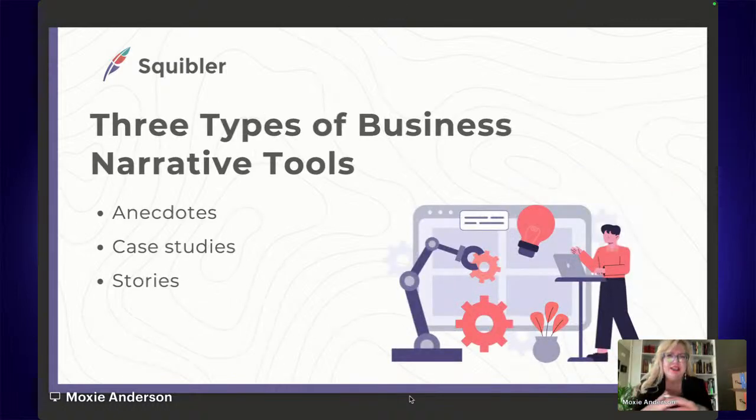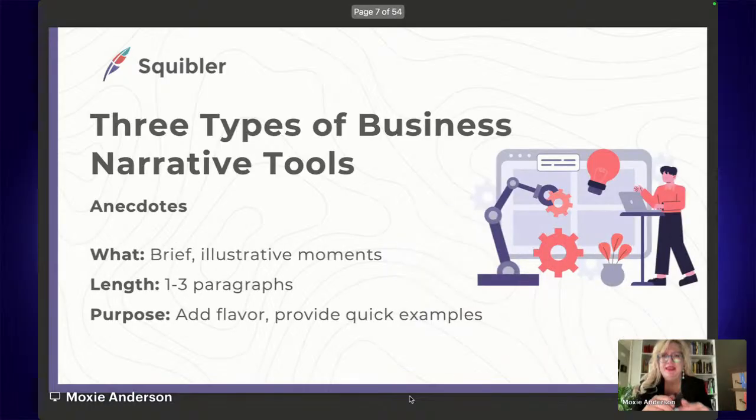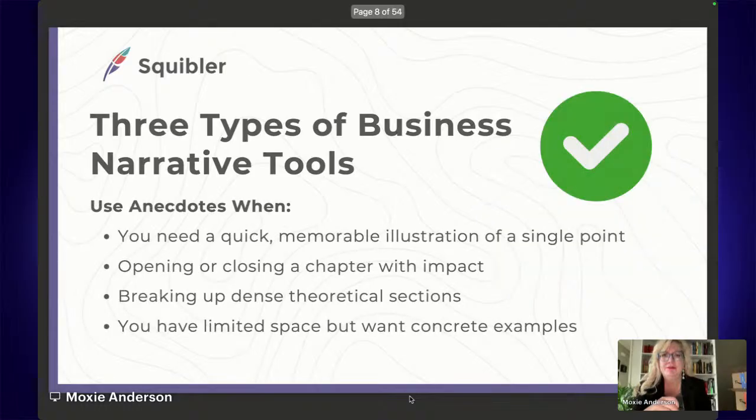There are at least three types of business narrative tools that we're going to take a look at today. And those are anecdotes, case studies, and stories. And these will help elevate your writing. With anecdotes, these are brief illustrative moments. They're usually about 1 to 3 paragraphs, and they're going to add flavor and provide quick examples for your readers to understand the concepts you're talking about.